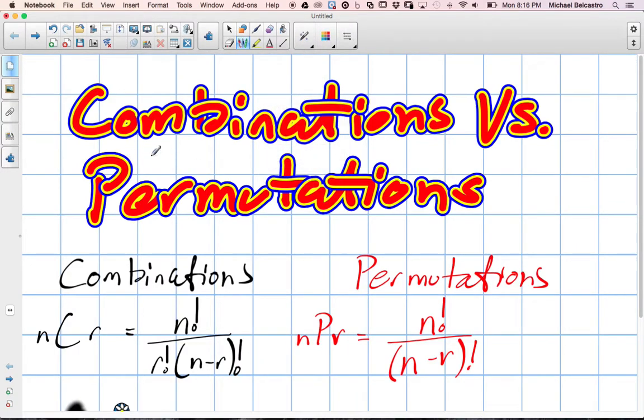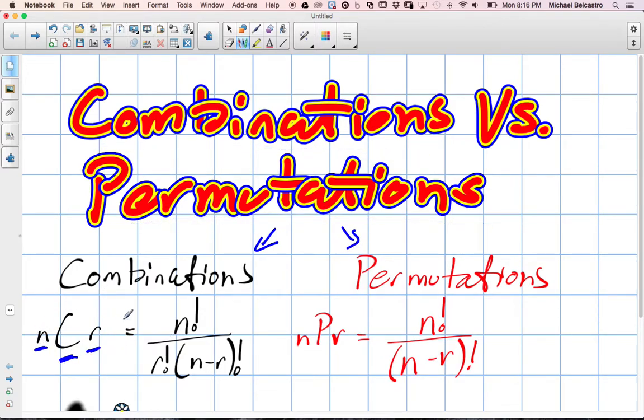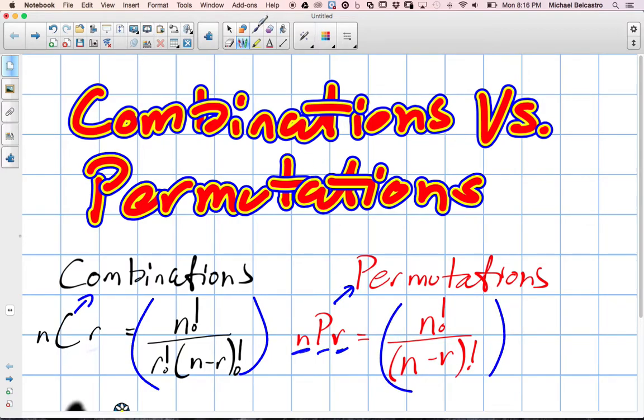We're going to look at the idea of combinations versus permutations. Essentially, we're going to try to look at the differences, and this can be really confusing. So we have our two formulas here, usually written N choose R, or NCR, and NPR, P standing for permutations, C for combinations. And you can see the two formulas. These are the two formulas for both.